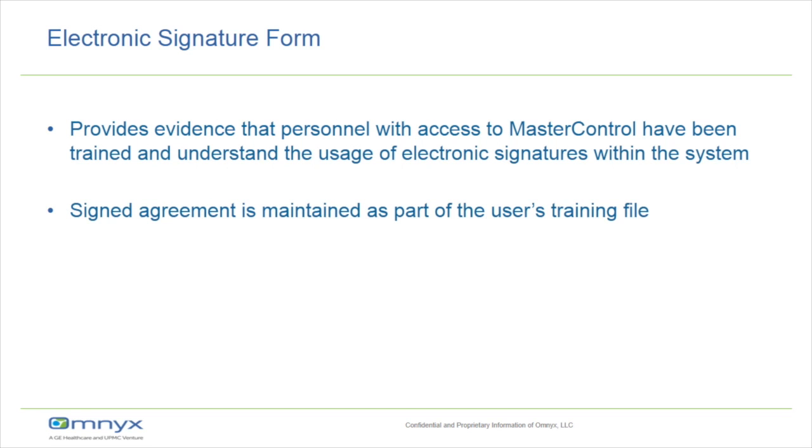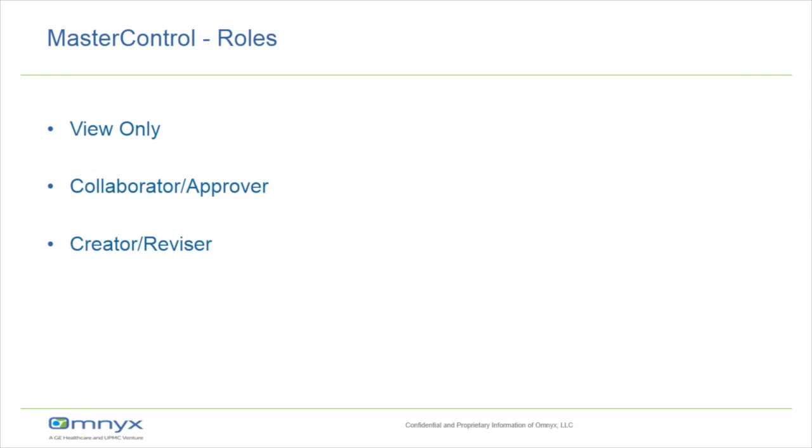In order to take advantage of electronic signatures in Master Control, all users must fill out and sign an electronic signature agreement form. By signing this form, you confirm that you understand that signing a document or task electronically carries the same legal weight as a handwritten signature. The signed electronic signature agreement form is kept with your training file and is subject to both internal and external audits. Master Control users are put into one of three roles: View Only, Collaborator Approver, and Creator Reviser.